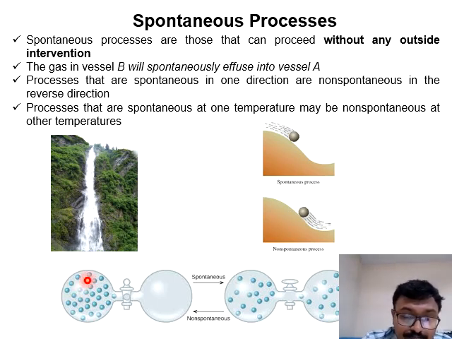If we compress some gas molecules in a chamber, now if we open the chamber, all the gas molecules diffuse. That is spontaneous, but the opposite one is non-spontaneous. So this is an example of a spontaneous process. So processes that are spontaneous in one direction are non-spontaneous in the reverse direction. Processes that are spontaneous at one temperature may be non-spontaneous at another temperature.